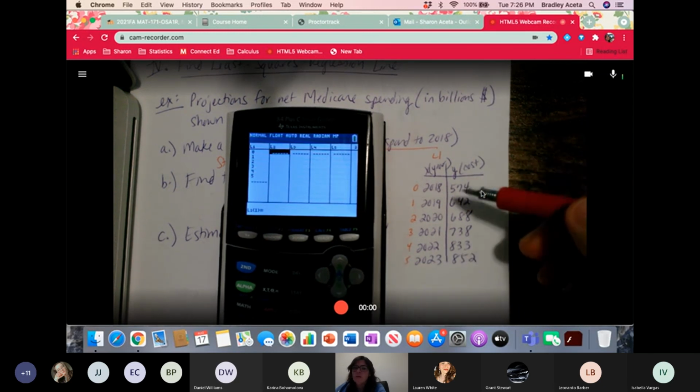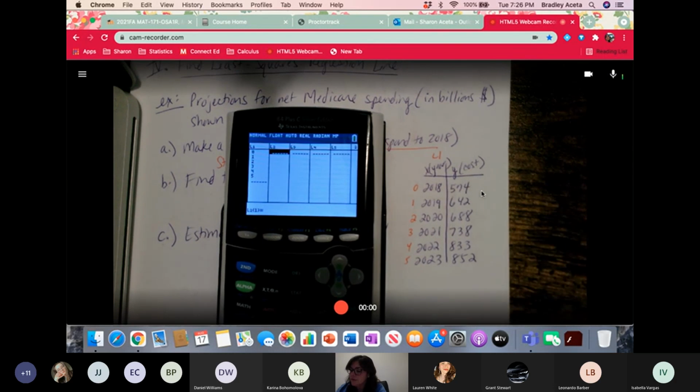Into L2, you're going to type these numbers, 574, just like they are. 642, 688, 738, 833, 852. You want to make sure you have the even amount here. Okay, so pretty easy to do that.